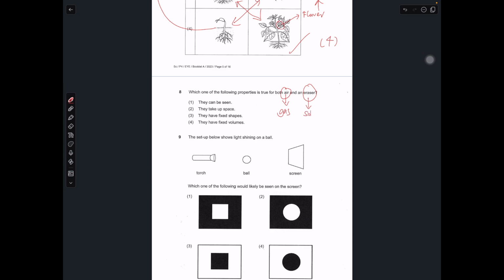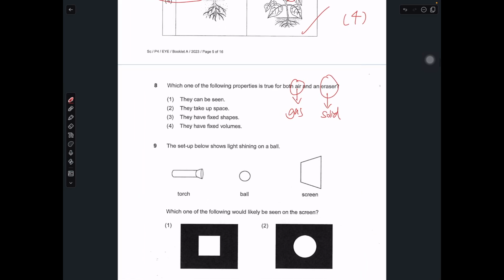Eraser is a solid. Okay, so most likely 3 and 4 is wrong because the gas has no fixed shape, but the solid has a fixed shape. The gas has no fixed volume, but the solid has a fixed volume. So this statement cannot apply. Okay, it takes up space. Yes, this is most likely the answer because gas cannot be seen. Okay, in this case, the air cannot be seen.